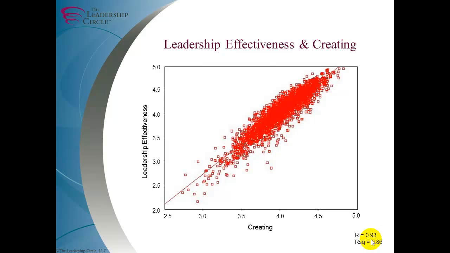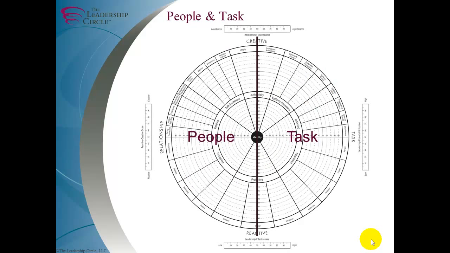So there's a direct correlation, and for us just to remember, for the purposes of interpreting the Leadership Circle Profile, less than 0.4 is a weak correlation, 0.5 is a moderate correlation, and anything above 0.6 is a very strong correlation. So 0.93 is very close to 1. So there's a high correlation between leadership effectiveness and those creative competencies or leadership competencies.